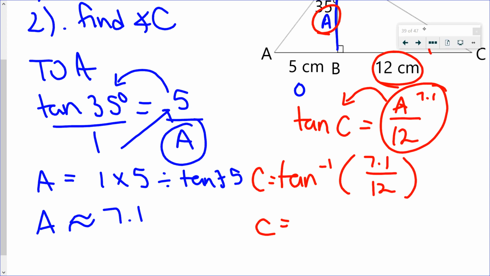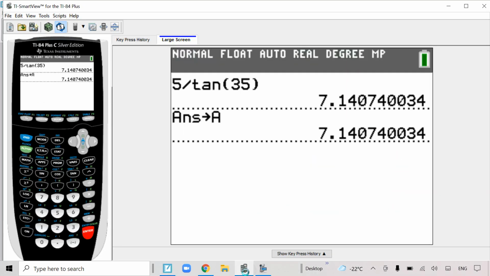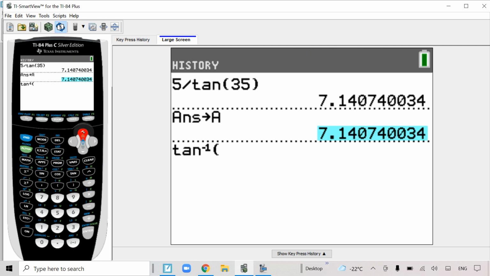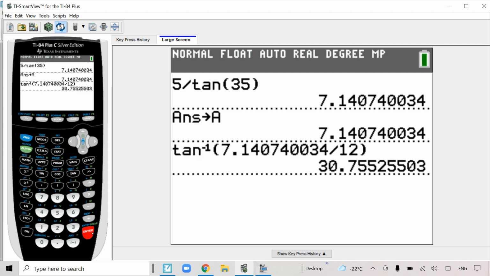So back into my calculator, and I want to do tan inverse, so second tan. Now if we have a newer calculator, we can actually go up here and just grab that value, and I'm going to divide it by the 12. So divide by 12. And there we go. There is my angle that I'm looking for. To the nearest degree, it would be 31.